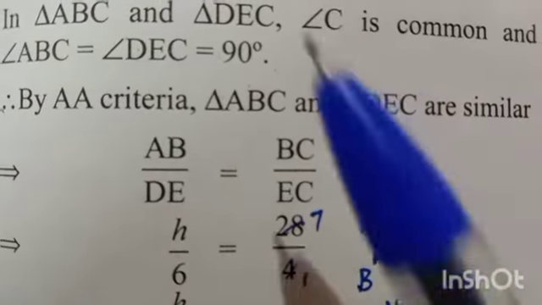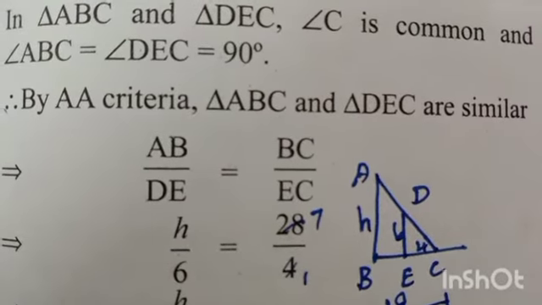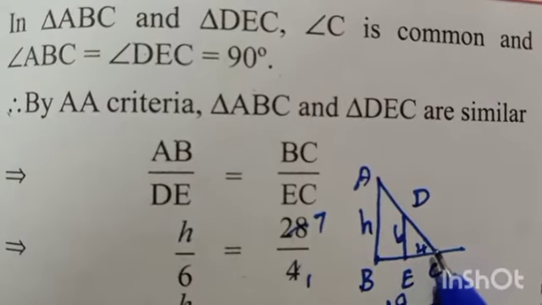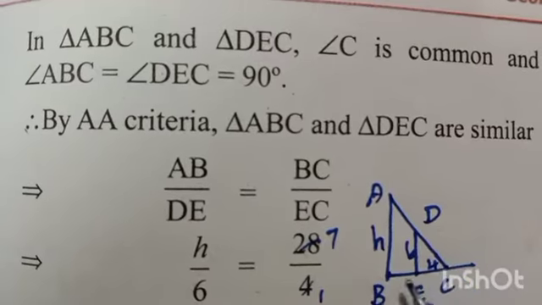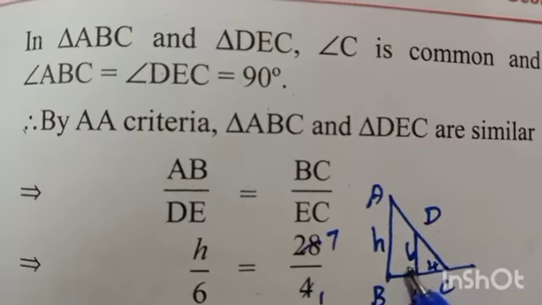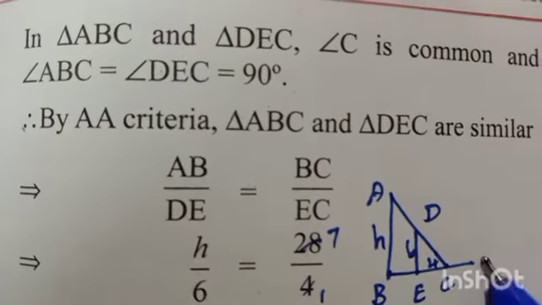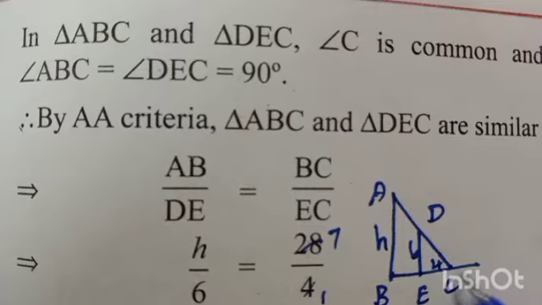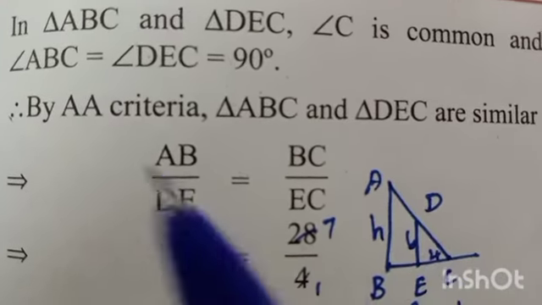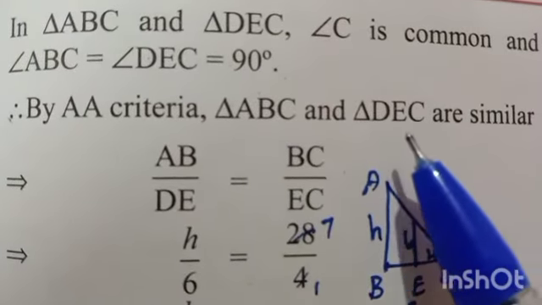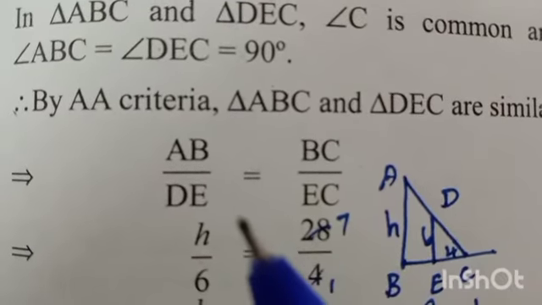Students, for triangle ABC and triangle DEC, angle C is common. Then angle ABC, that is angle B, and angle DEC, that is angle E, are both equal to 90 degrees. So by AA criterion, triangle ABC and triangle DEC are similar.